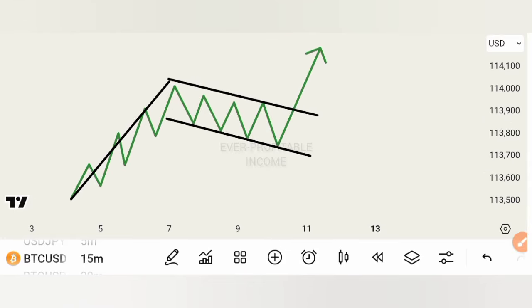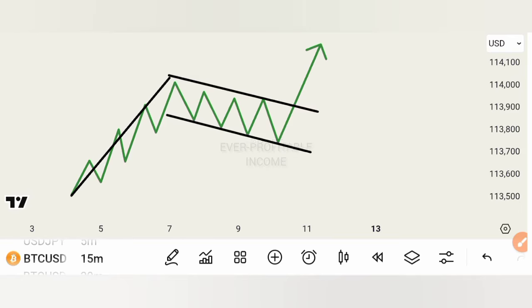Let's talk about how to identify a valid flag pattern. Now, not every consolidation you see is a flag, okay? I want you to take note of this. Not every consolidation you see is a flag, okay? Some consolidation might happen and then it can lead to a reversal instead of a continuation. Okay, let me show you what I mean by that.